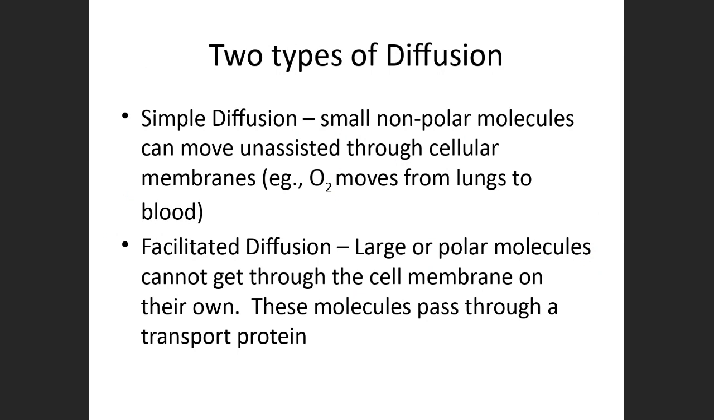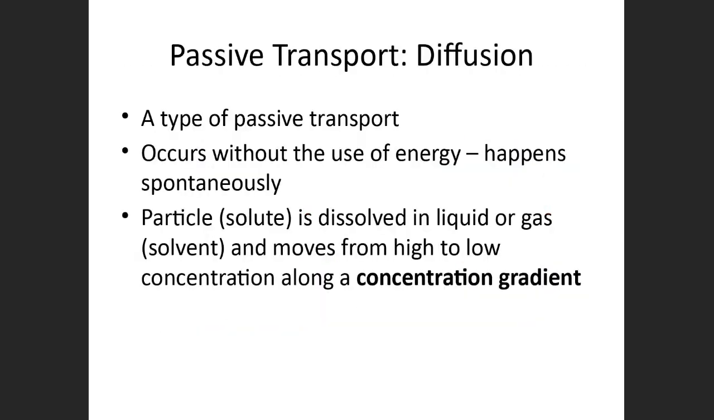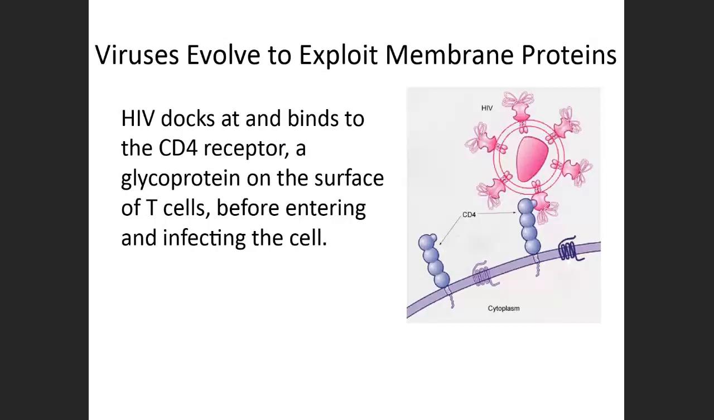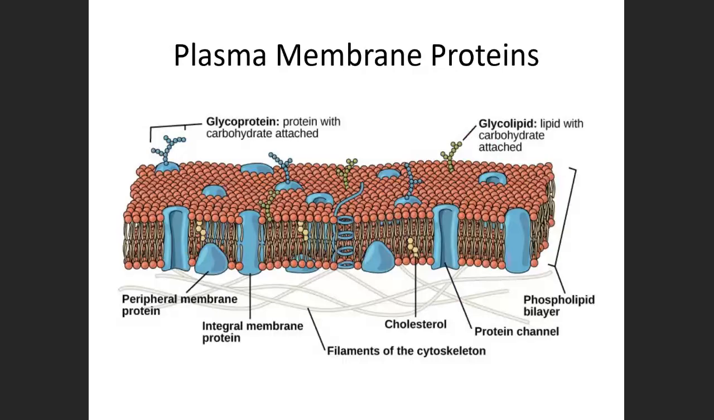Now, some particles can't just fit through that lipid bilayer, but they can still move through diffusion if they have special doorways to open instead of going through that bilayer. So some large molecules might pass through a transport protein. And I have a picture. You guys have seen this already, but if you can see the one that I'm circling on the far left, this would be a transport protein, and it even labels it over here, protein channel. So water could just go through there.